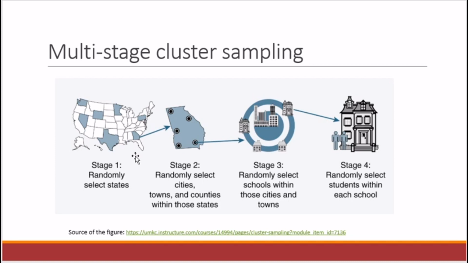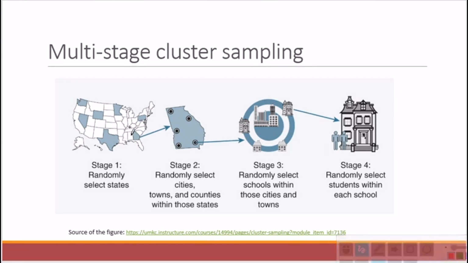Your question is about ESL learners in America, and that's really a very large population. Therefore, it's recommended that in the first stage, you randomly select states. Here we have selected 7 states. In the second stage, you randomly select cities, towns, and counties within each of those states. So this kind of sampling is going to be done on each of these states.